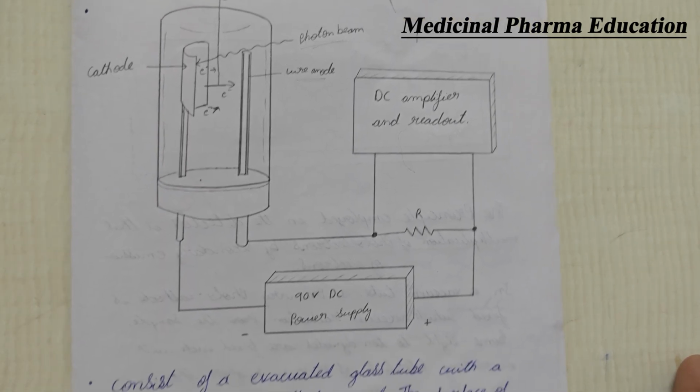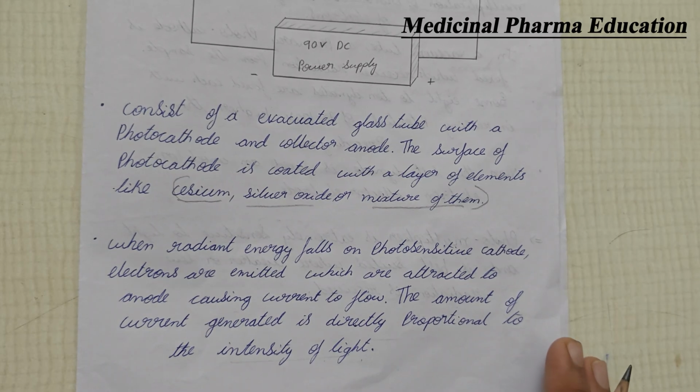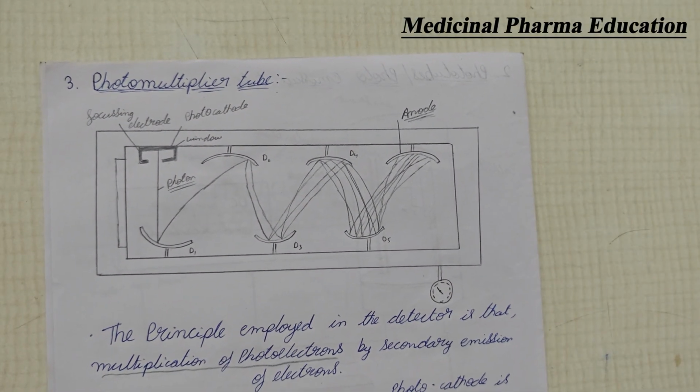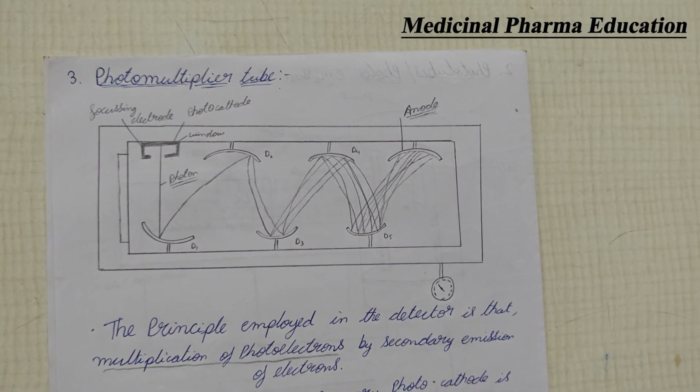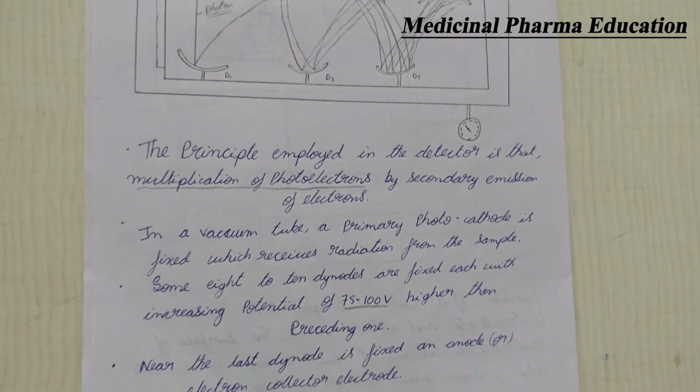You can see the diagram. Then the mechanism involved in the phototube. The last and the important one: the diagrams are very important. If you draw the diagram, that's more than enough, and explain the diagram part and explain the mechanism. That's it.